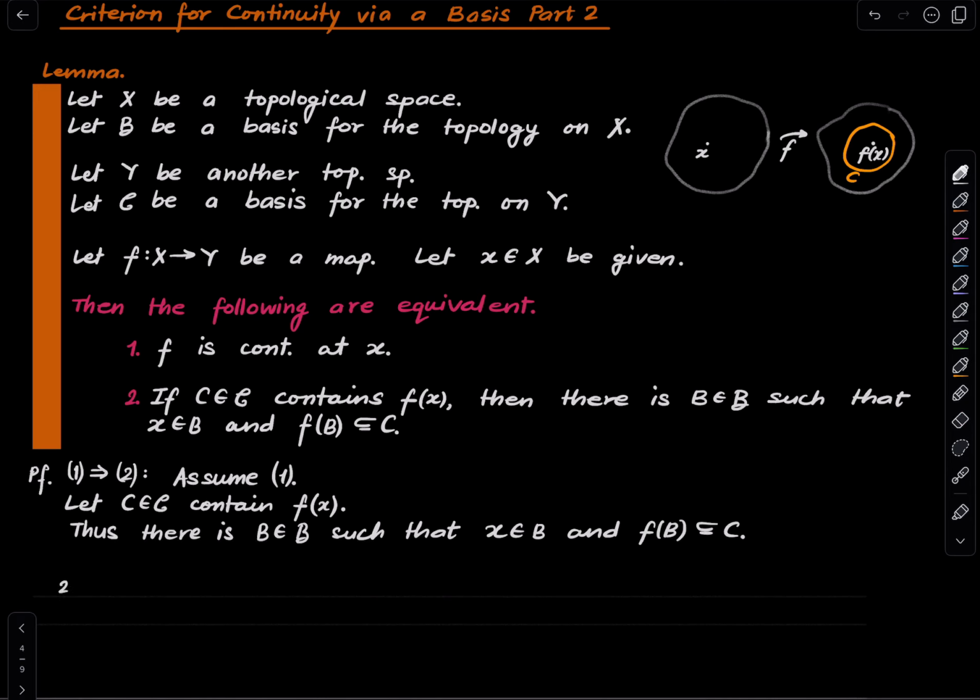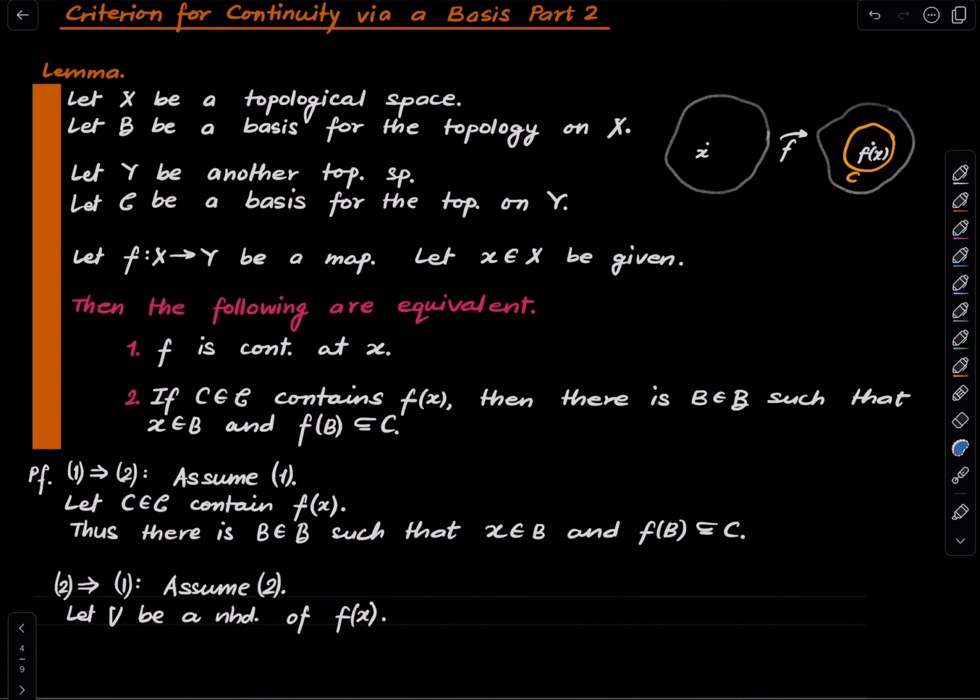For 2 implies 1. Assume 2, we want to show 1. So we want to show that F is continuous at X, given the hypothesis of 2, or given the assumption that 2 holds. So to do that, what is the definition of continuity? We just pick an arbitrary neighborhood. Let V be a neighborhood of Fx.